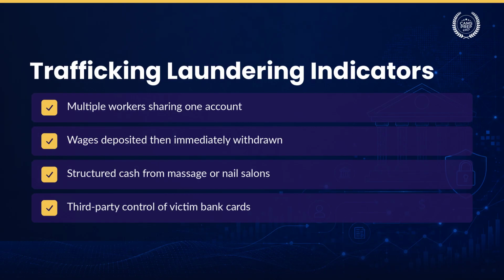What does trafficking-related laundering look like in practice? Watch for multiple workers sharing a single bank account. This suggests third-party control. Wages deposited and immediately withdrawn by someone other than the account holder. Structured cash deposits from businesses like massage parlors, nail salons, or car washes, industries where traffickers force victims to work. And third-party control of victim bank cards, where the trafficker holds the card and PIN. Traffickers often funnel victims' earnings through cash-intensive front businesses to obscure the exploitation. The financial footprint is one of control. Someone else is directing the money.